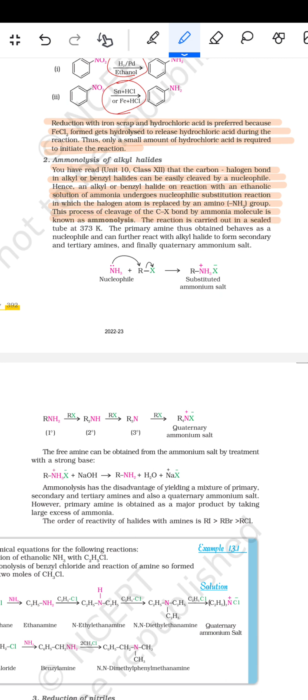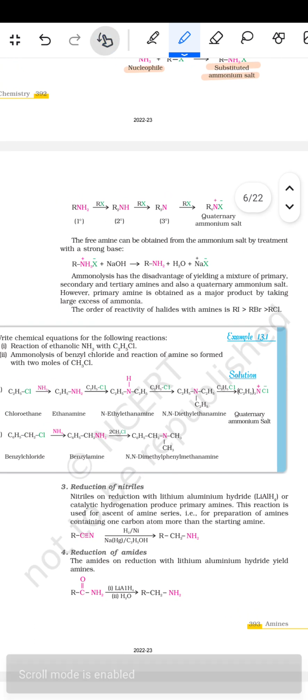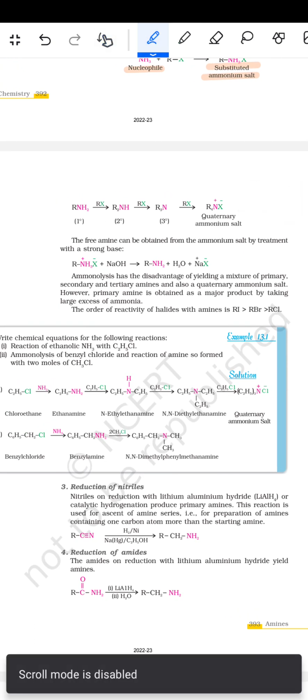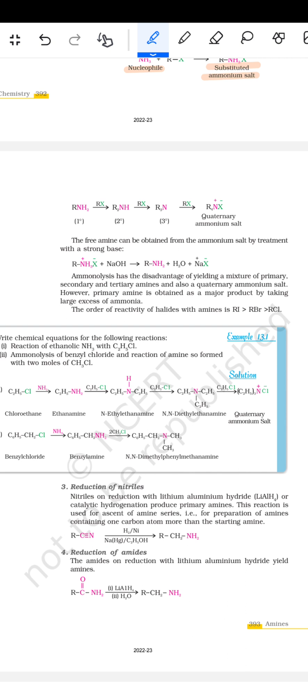The reaction is carried out in a sealed tube at 373 K. The primary amine thus obtained behaves as a nucleophile and can further react with the alkyl halide to form secondary and tertiary amines, and finally a quaternary ammonium salt. So this is the nucleophile, then the substituted ammonium salt RNH3+X-. Then RNH2 with RX gives R2NH, then R3N, and then with RX you get the quaternary ammonium salt. The free amine can be obtained from the ammonium salt by treatment with a strong base, like RNH3+X- plus NaOH gives RNH2 plus H2O plus NaX.